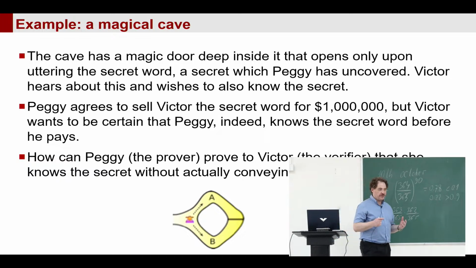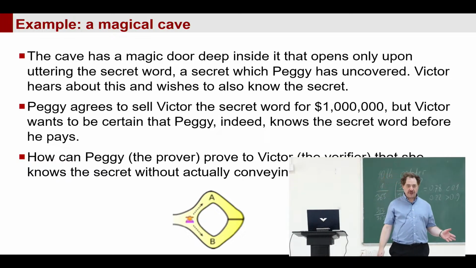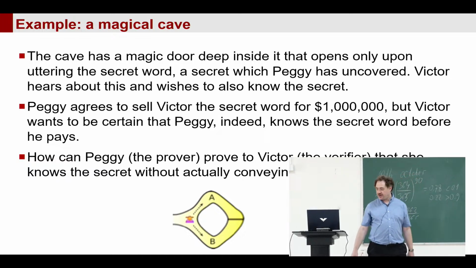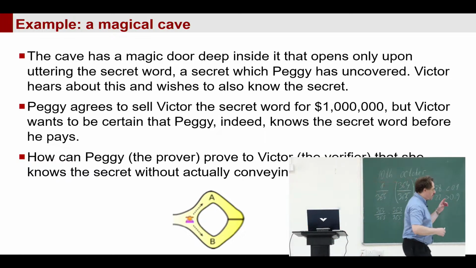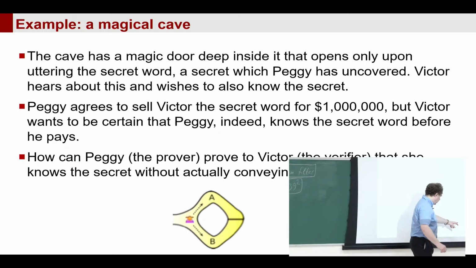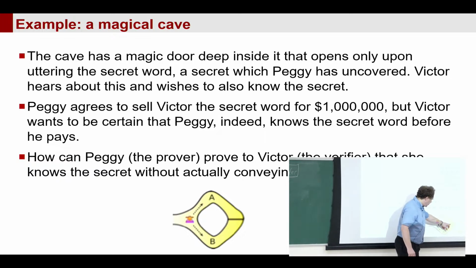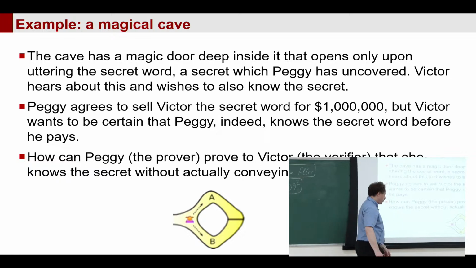However, before Victor is willing to pay that much money, he wants to make sure that Peggy does know the word, that Peggy is not cheating. How can Victor get convinced that Peggy knows the word without learning the word? So here's the system to do it. Just to make sure, that's the shape of the system. The magic door in the middle opens only when you know the word.